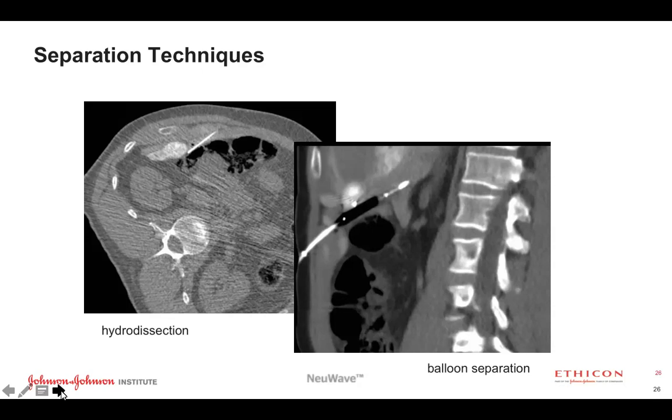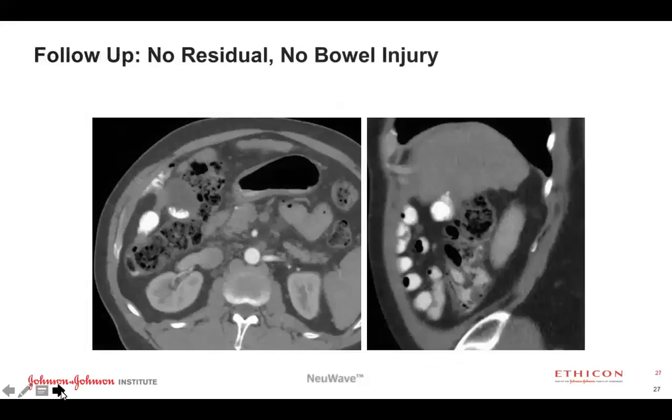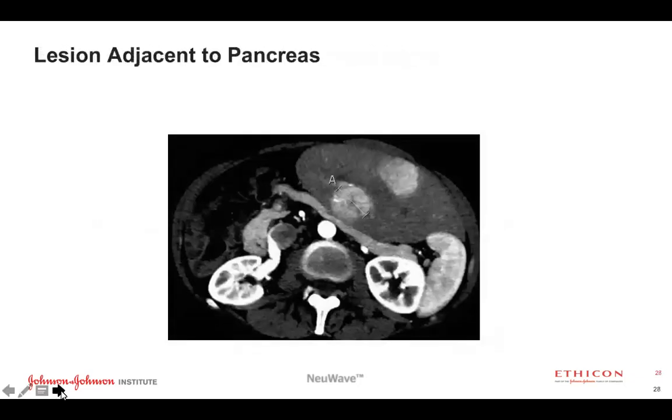Basically, through that access for the hydrodissection, we can upsize to a sheath and advance a 10 to 12 millimeter balloon. We use a high pressure balloon just for the extra fabric, and that pushes the colon directly out of the way mechanically. And then we can do the ablation, and here's the follow-up. You can see that lipiodol stain staying within the lesion after it's been ablated, no injury to the associated colon.